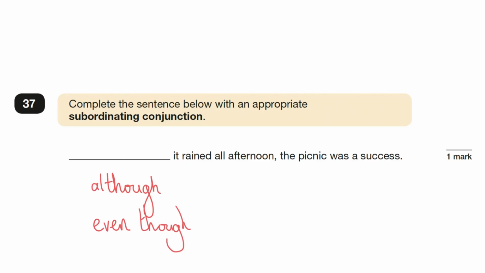But again, the key part here is making sure that we capitalize. So we've got even though. And it's really important to remember that in the SATs, it's really, really important that the marker can read what you are writing. If it's messy or illegible, you're potentially not going to get the mark. And in this instance, if we aren't capitalized at the beginning of the sentence, because it is the beginning of a sentence, you wouldn't get the mark either. So even though it rained all afternoon, the picnic was a success. Although, probably going to go in there as well, although it rained all afternoon, the picnic was a success.